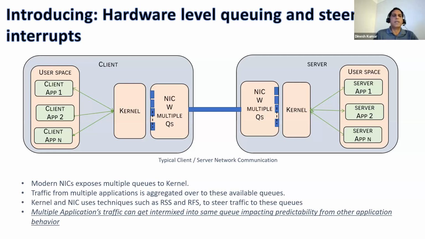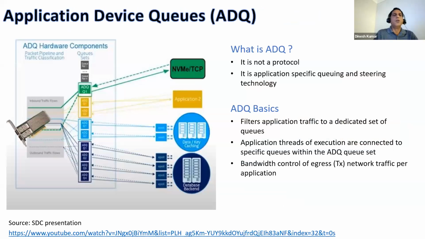So it can create some sort of congestion or some sort of jitter, depending upon what applications you are running in the system and how they're behaving. Sometimes it can create unpredictability because of having multiple applications sharing the same resources. So this is where the technology that we have in the Intel product, Application Device Queues, can help. So what is ADQ?